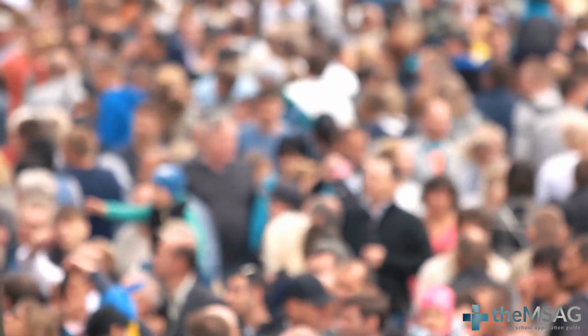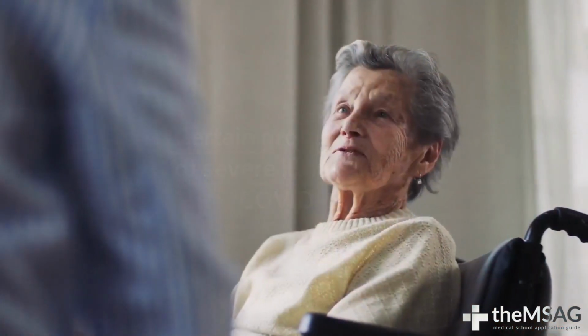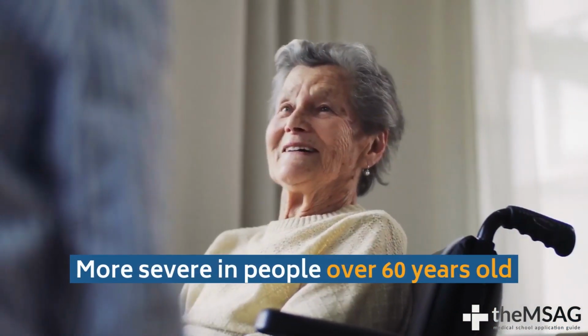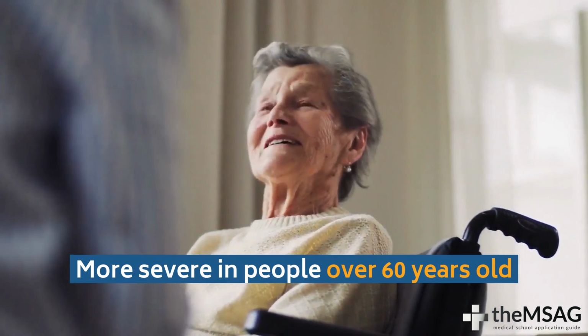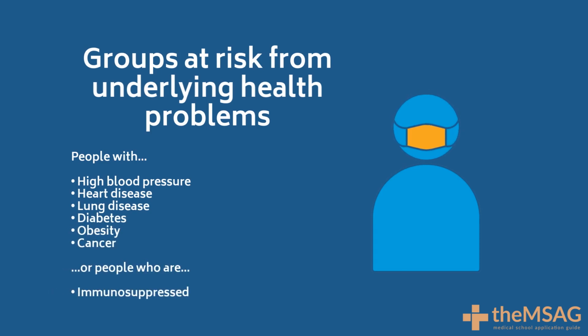Who do you think is more at risk of more severe illness from COVID-19? COVID-19 can be serious in anyone, but there are certain groups who are more at risk of severe illness. As you may have heard in the news, COVID-19 is often much more serious in people over 60 years old. Some other groups are at risk of severe illness as well. This includes people with underlying medical problems, such as high blood pressure, heart or lung disease, diabetes, obesity, and cancer. It also includes individuals who are immunosuppressed, either because of a medical condition or because they may be taking immunosuppressant drugs for a medical condition, after a transplant, for instance.